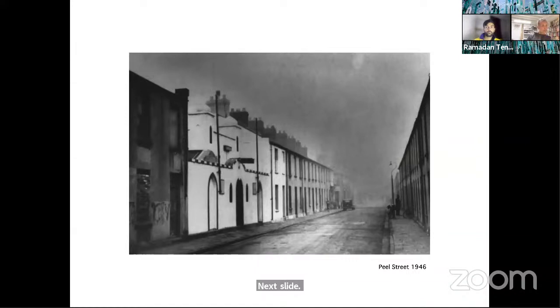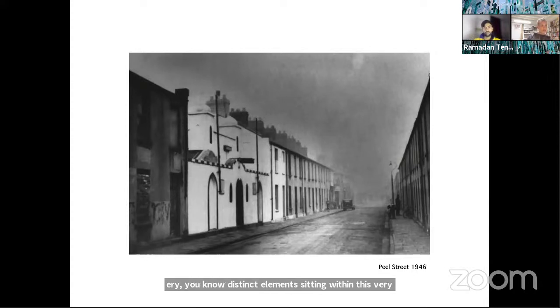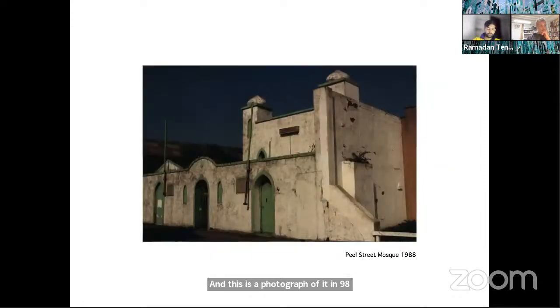Eventually the mosque looked like this. You can see it's a very distinct element sitting within this very standardized Victorian urban landscape. So you get this introduction of a completely new language, which again is a really compelling image, and it's one of the earliest images that I found, and certainly the earliest mosque that I found, which is a completely new architectural language placed within the existing urban landscape. And that mosque existed till 1988, and this is a photograph of it in 1988, just before it was actually demolished.